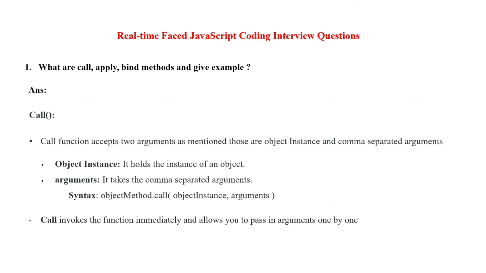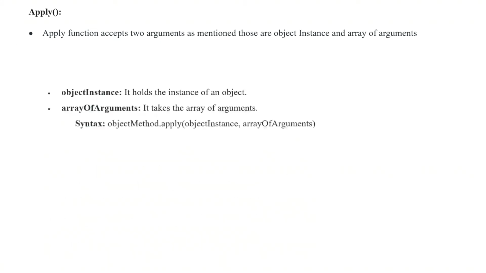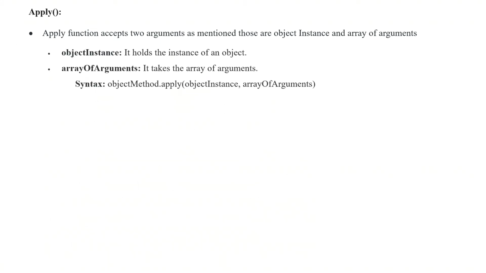Next, let's go to the apply method. The apply function accepts two arguments, as I mentioned. Those are the object instance and an array of arguments. This is similar to call. Here also we have an object instance and an array of arguments. This is replaceable here.